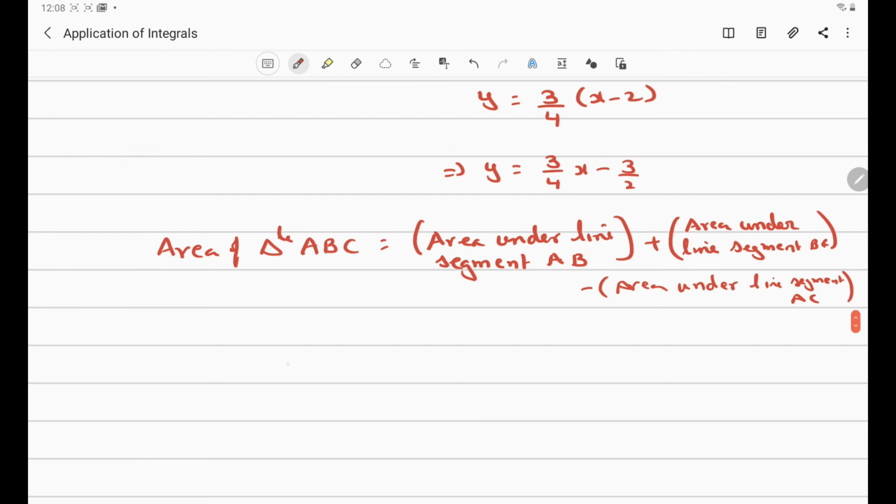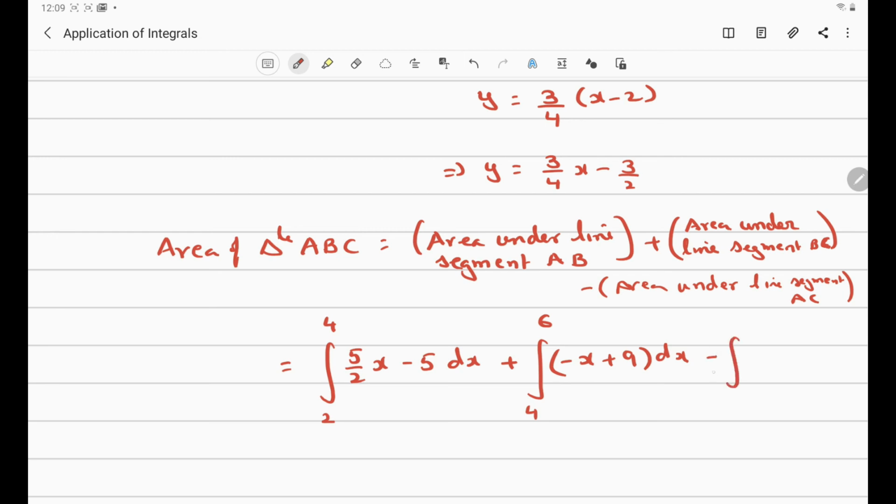So this is equal to, the area under the line segment AB is nothing but the integral from 2 to 4 of (5/2 x - 5) dx, plus the area under the line segment BC, which is given by the integral from 4 to 6 of y of the line BC, that is (-x + 9) dx, and from this we have to subtract the area under the line AC, which is obtained by the integral from 2 to 6 of (3/4 x - 3/2) dx.